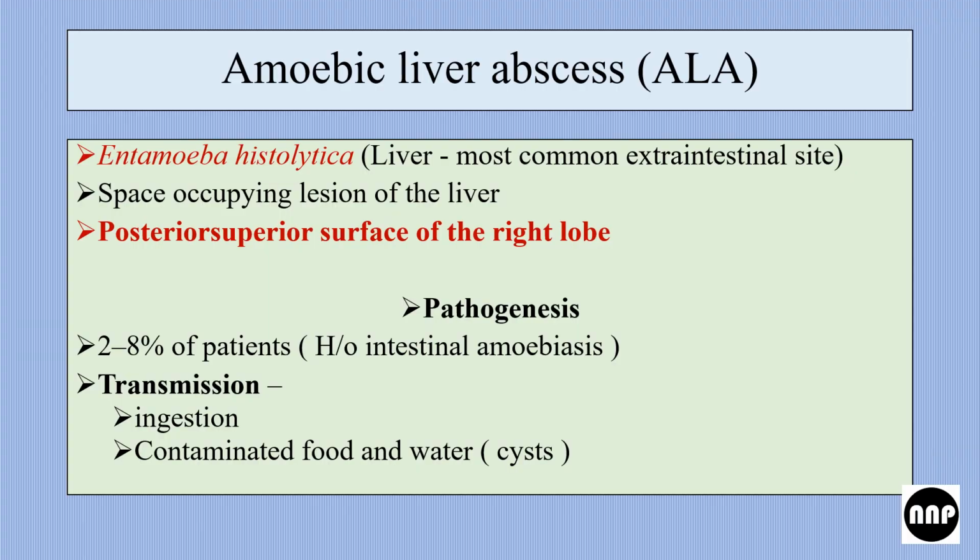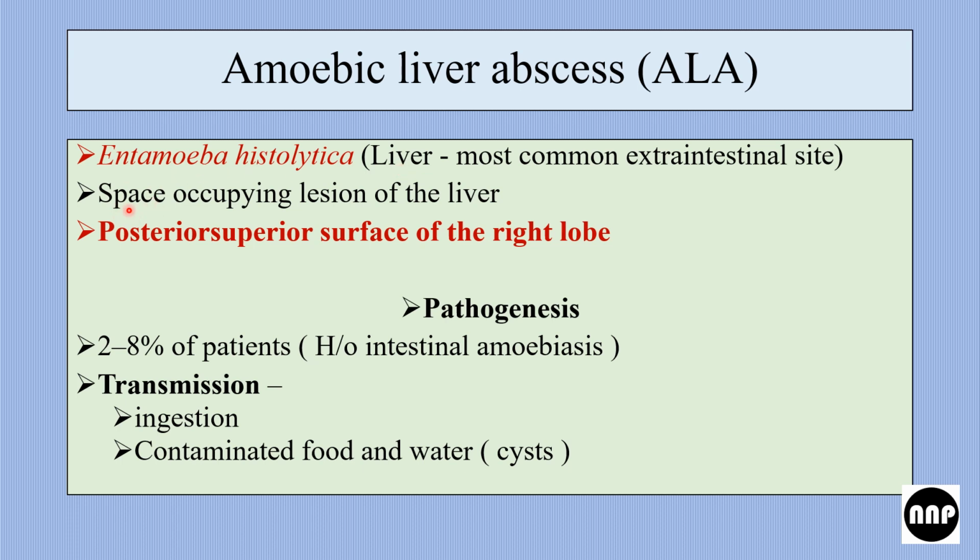Now we'll discuss the pathogen. The most important cause of this amoebic liver abscess is Entamoeba histolytica. It is a parasite, a protozoan, and as an extraintestinal manifestation, it causes the amoebic liver abscess. Liver is the most common affected extraintestinal site, followed by lungs, brain, genitourinary tract, and spleen.